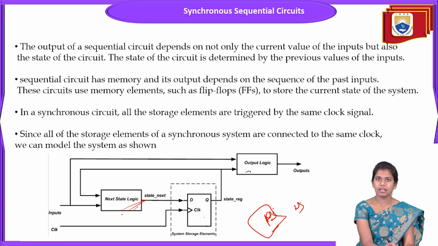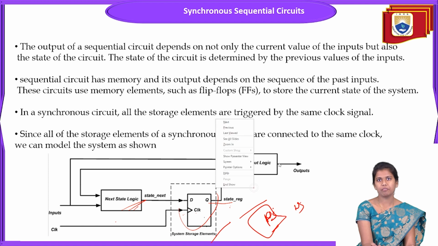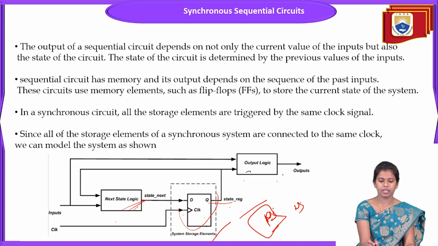So the state register consists of the next state information, the next state logic, as well as the present state logic. In this diagram, a single clock can be given to each and every storage element. Here my storage element is a D flip-flop, and I am giving the clock here. The output of the state register is given to the output logic, and from the output logic the output can be obtained.